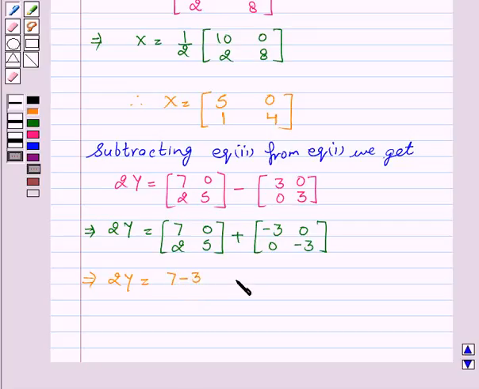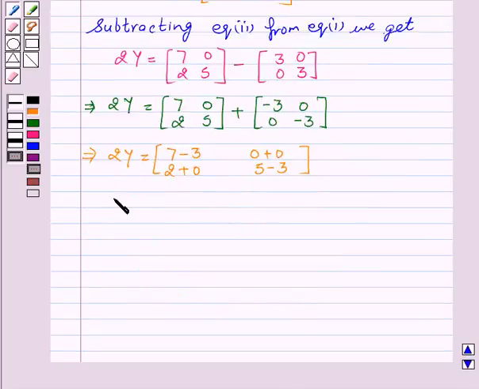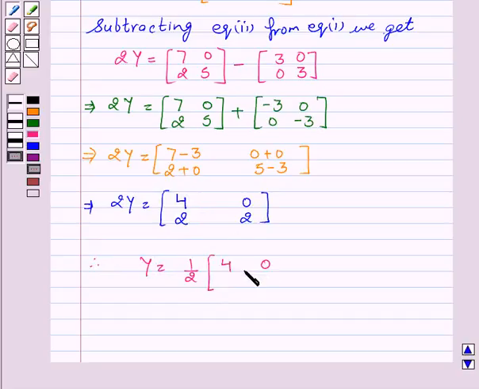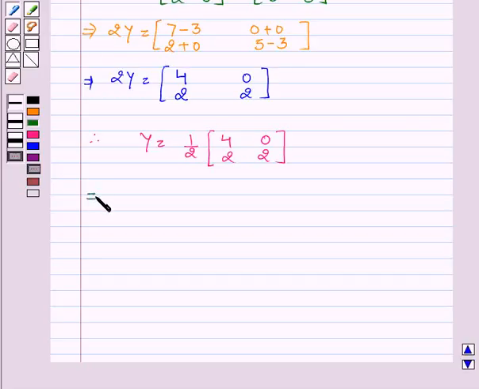7 minus 3, 0 plus 0, 2 plus 0, 5 minus 3. This implies 2y equal to 4, 0, 2, 2. Therefore, y equal to 1 by 2 of the matrix 4, 0, 2, 2. This implies y equal to 2, 0, 1, 1.